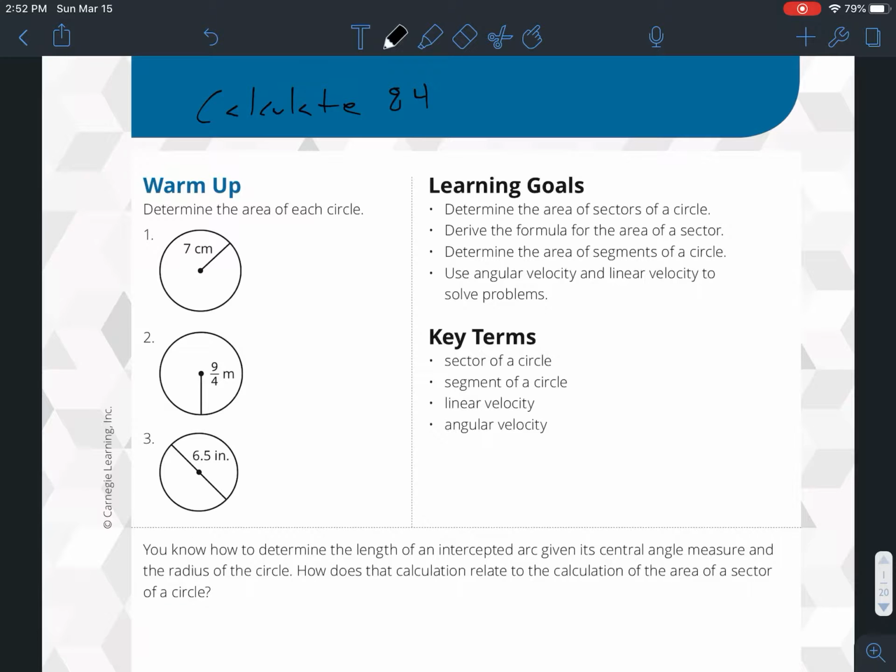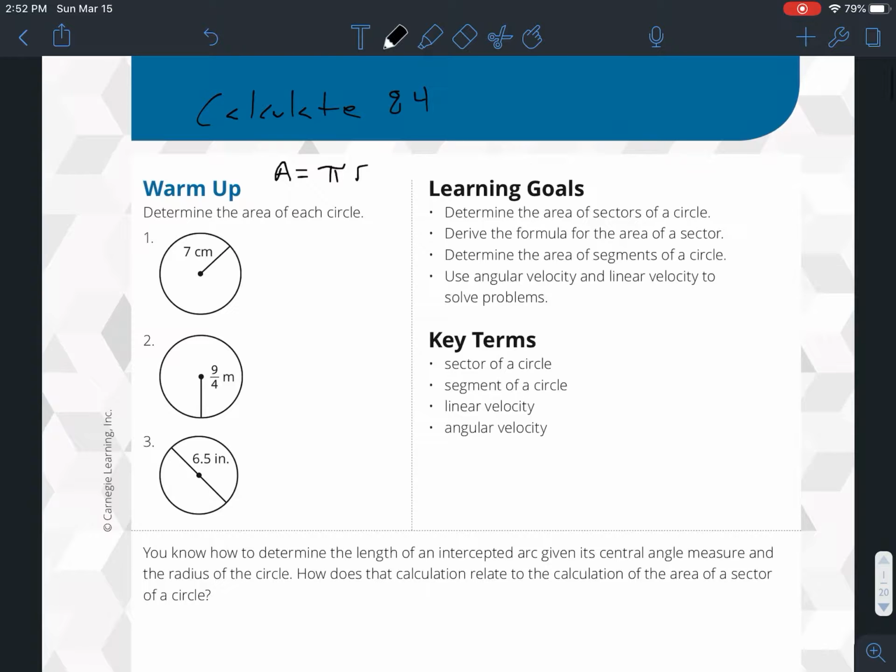So it says determine the area of circle. An area of a circle, the formula is A equals pi r squared. So you just take whatever the radius is and square it, meaning times it by itself, and pi, and there's your answer. We're going to leave this in terms of pi, though.